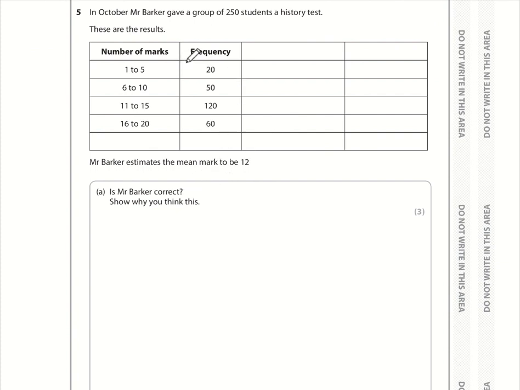Barker is correct. Now, what we've got here is a grouped frequency table. We've got groups of 1 to 5. So 20 students got between 1 and 5. Well, what can we say about their total number of marks? These 20 people might all have got 1. They might have all got 5. What we have to do is just assume that all 20 got exactly halfway between 1 and 5, which is 3. That's the best thing we can assume here.